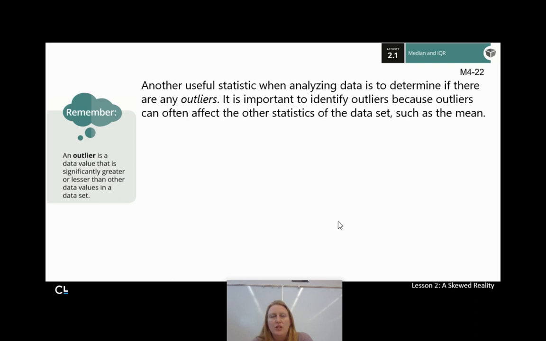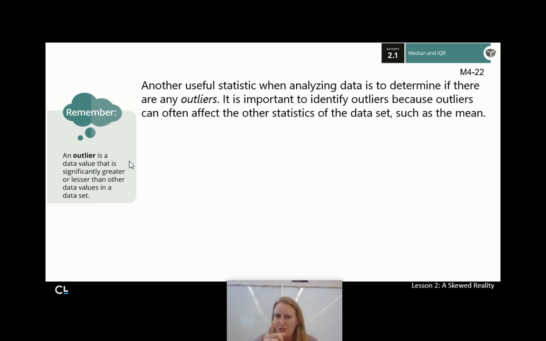Here's where the interquartile range is going to get a little crazy, but trust me, it's a good thing. Another useful statistic when analyzing data is to determine if there are any outliers. It's important to identify outliers because outliers can affect my other statistics of my data, right? Outliers are going to mess with the mean. And if you're not sure what I'm talking about, an outlier is a data value that's significantly greater or lesser than other data values in the set.